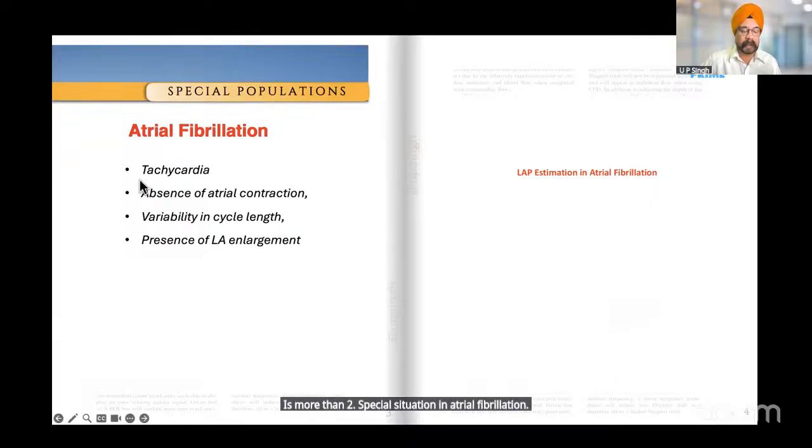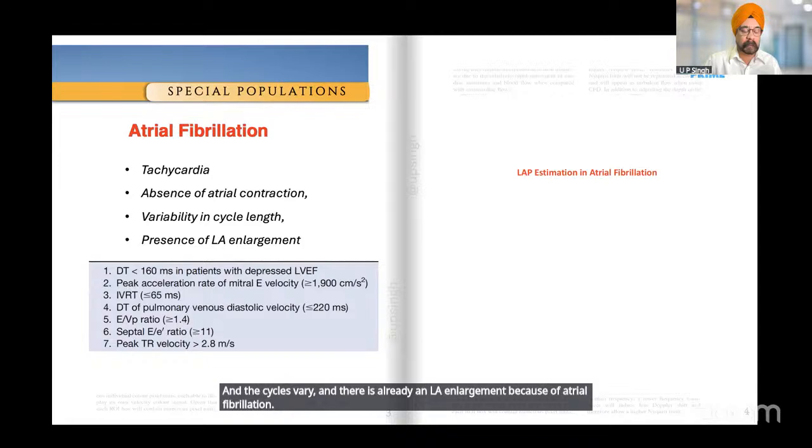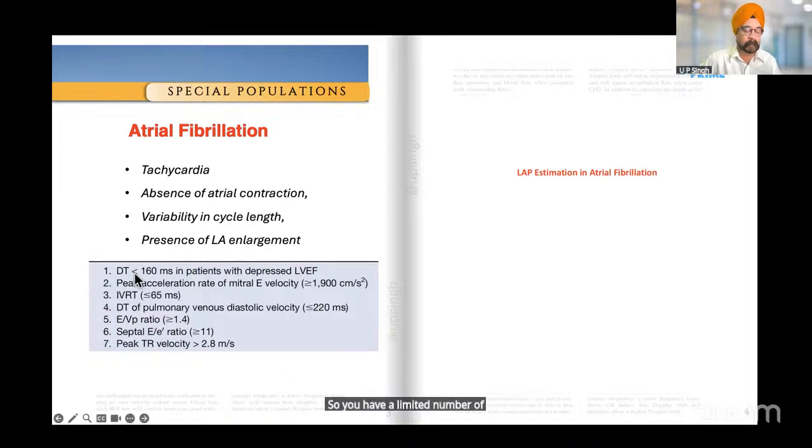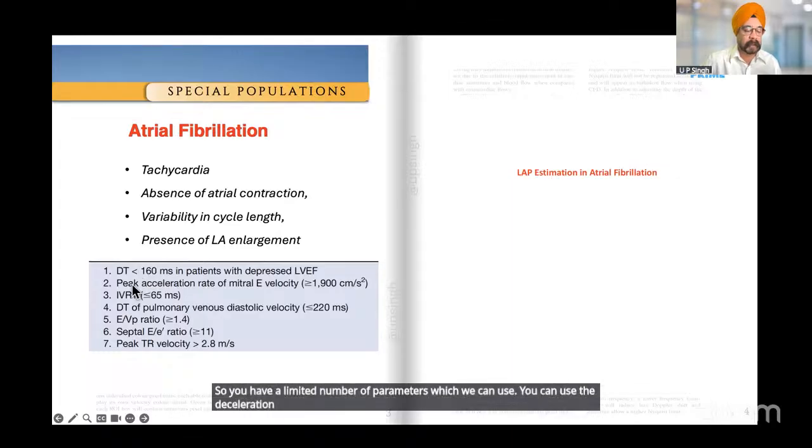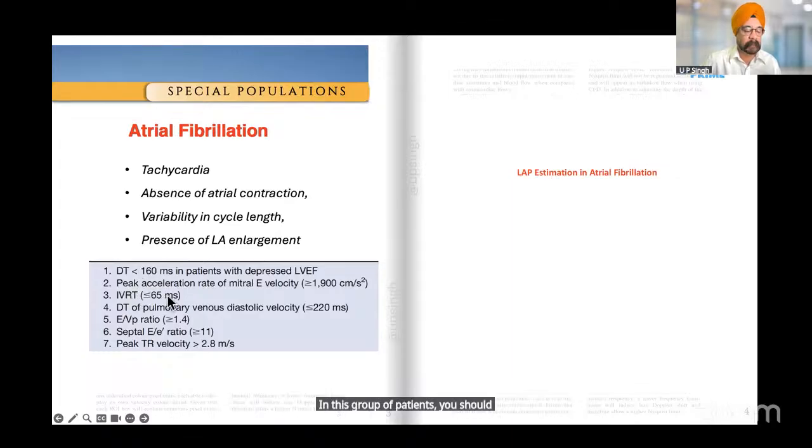The problem is there is a lot of tachycardia, there is absence of an atrial contraction, and the cycles vary. And there is already an LA enlargement because of atrial fibrillation. So you have a limited number of parameters which we can use. You can use the deceleration time in this group of patients. You should do IVRT in these patients. E to Vp ratio is very, very important and can be very easily used to classify.